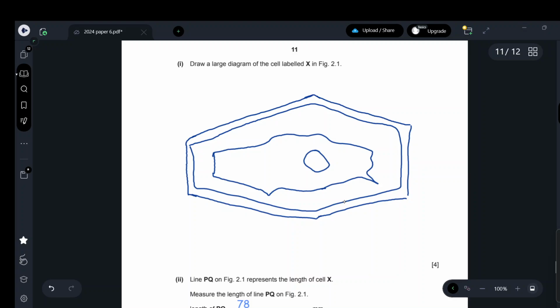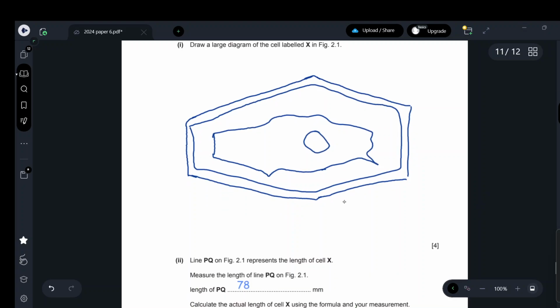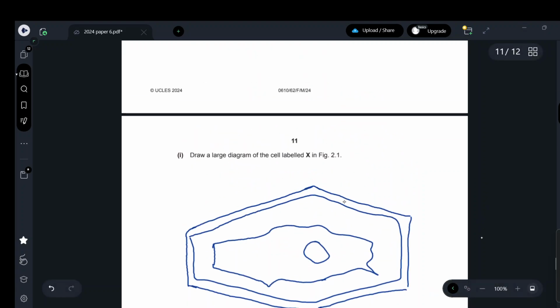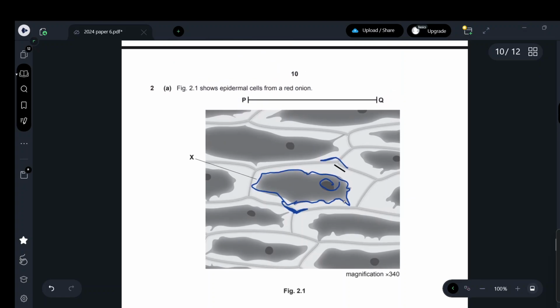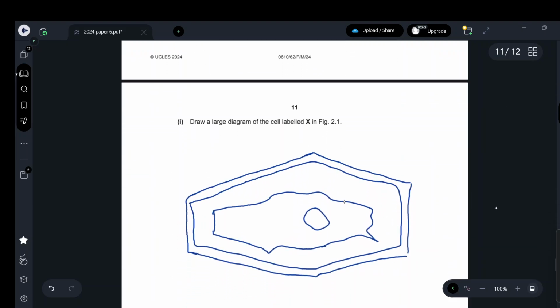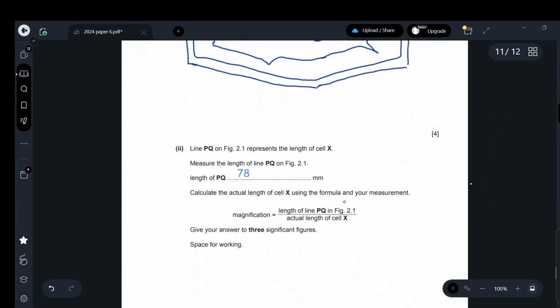After the drawing, we have the magnification. Measure the line of PQ. Measure the line PQ. I measured it using my ruler. It is 78 millimeter.